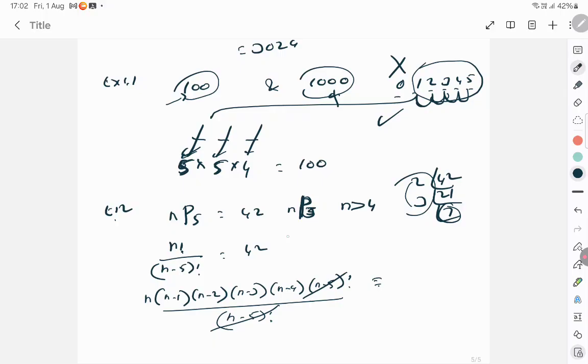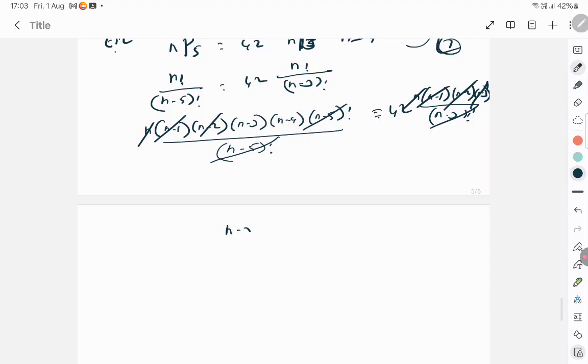42 into nP3, which is n factorial by n minus 3 factorial. Again, you know this is 42 into n factorial, n into n minus 1. You should make sure that it's cancelling with the denominator. n into n minus 1 into n minus 2 into n minus 3 factorial by n minus 3 factorial, where n minus 3 factorial gets cancelled. Now, what else is getting cancelled? n, n minus 1 and n minus 2 are getting cancelled. What are you left with? You're left with n minus 3 into n minus 4 is equal to 42.